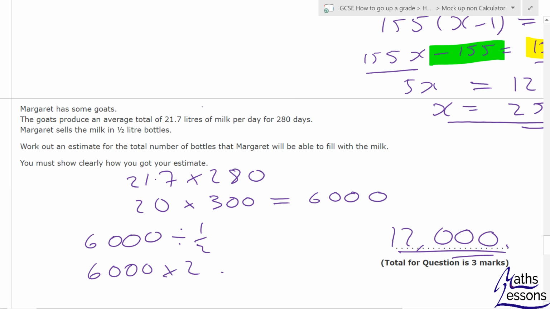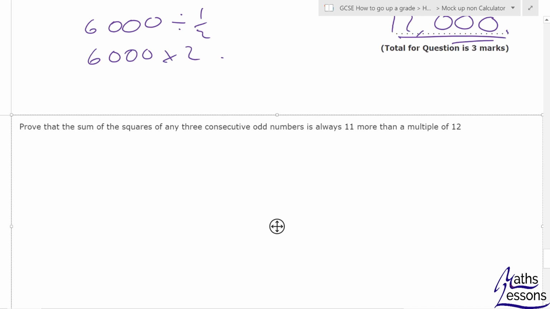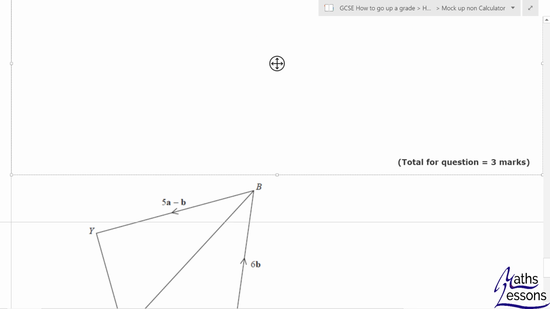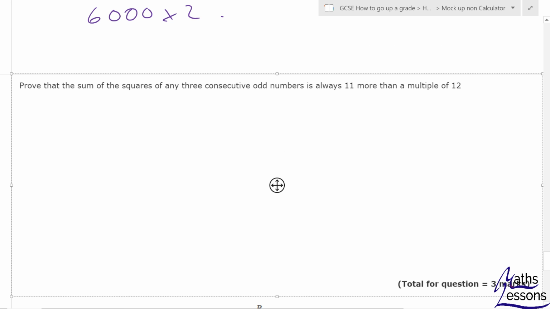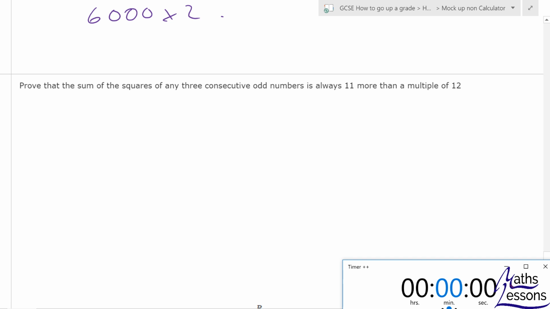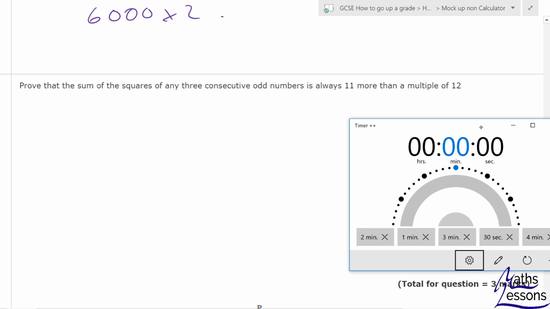So do remember, when you have these estimation problems, just round to the nearest one significant figure, and do keep things in fractions because they actually make the estimation easier generally. Okay, actually I've got 2 more questions to go. So prove the sum of the squares of any 3 consecutive odd numbers is a multiple of 12. I'm going to give you 2 minutes to have a go at that.